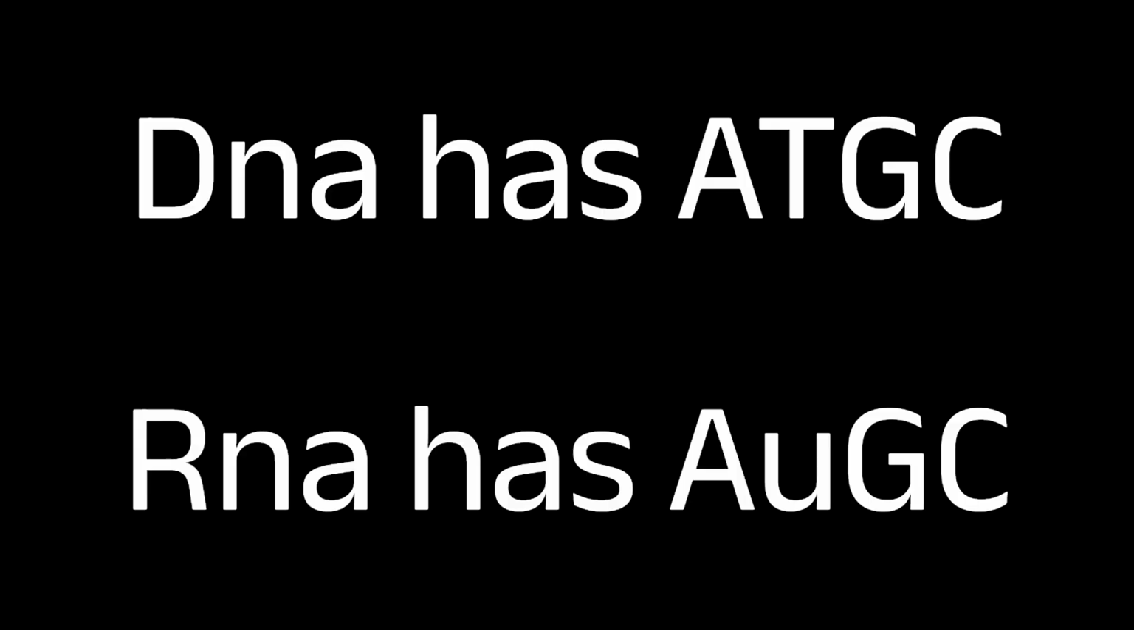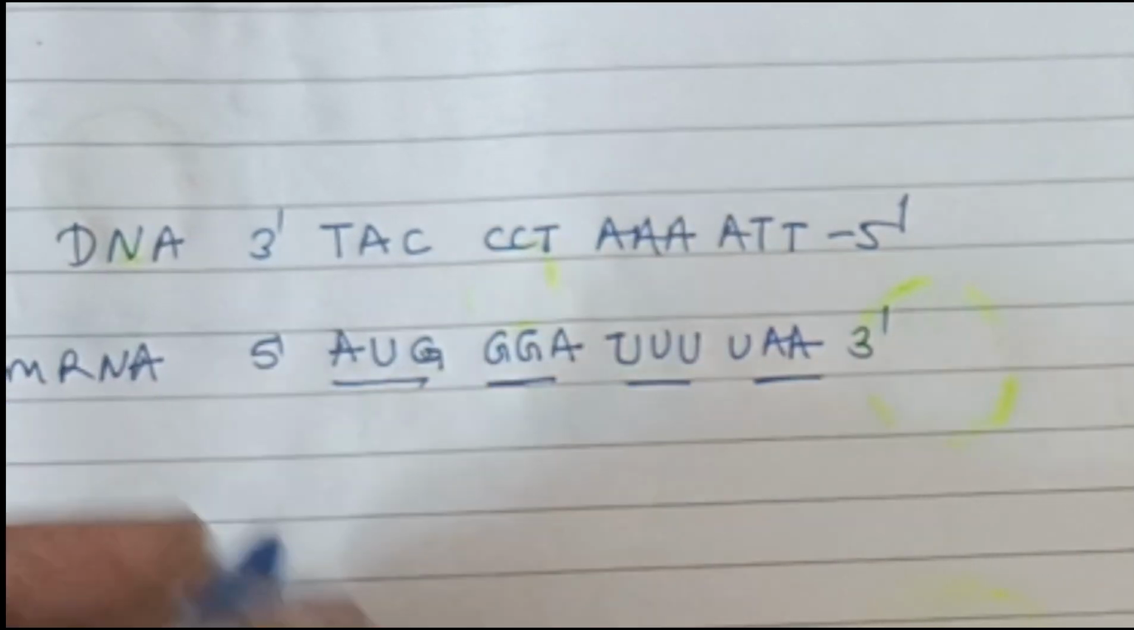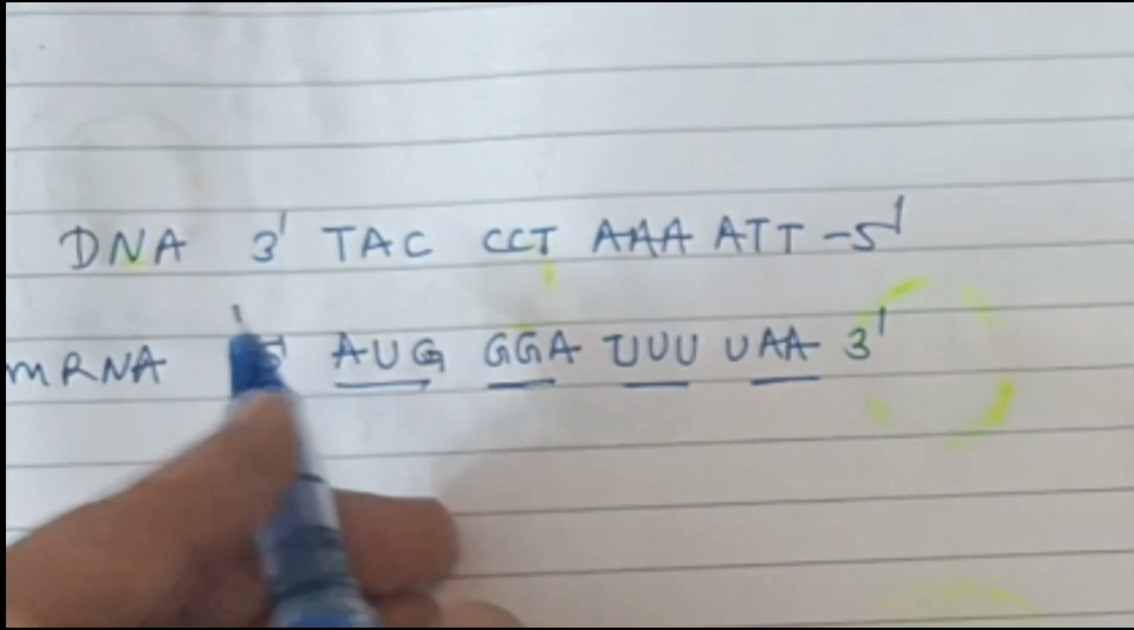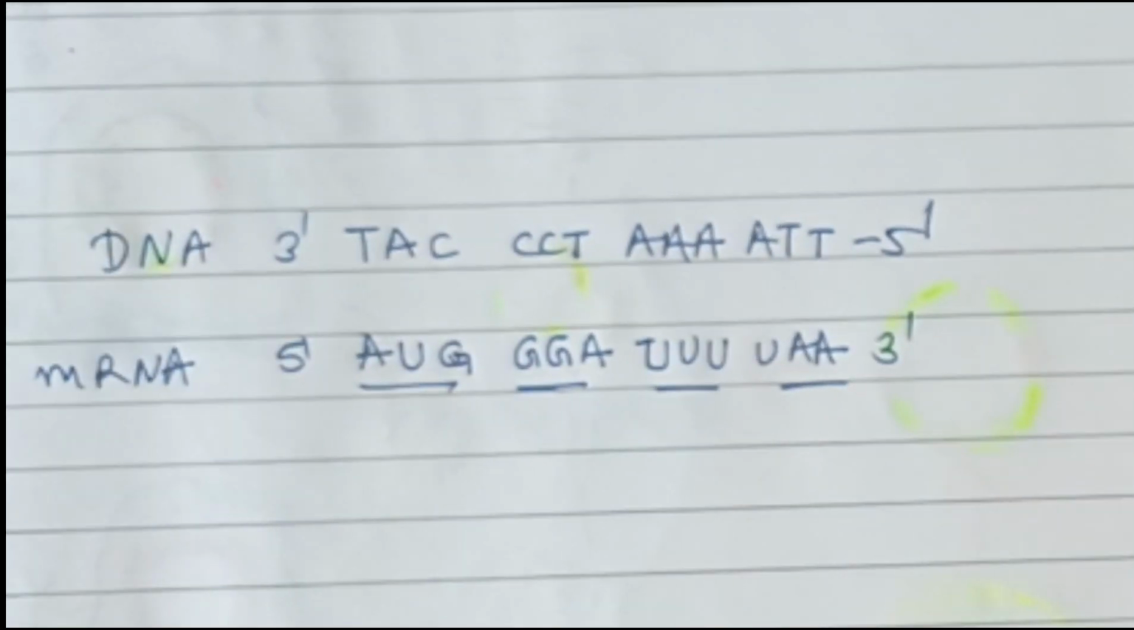Now, DNA versus RNA nucleotides. Let's review the nucleotide bases. DNA consists of adenine, thymine, guanine and cytosine, so we write ATGC. RNA consists of adenine, uracil, guanine and cytosine. Instead of thymine, we have uracil in RNA, so we write AUGC. So we use uracil in RNA and thymine in DNA.